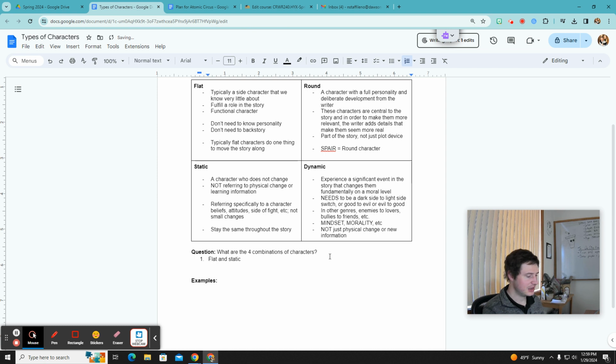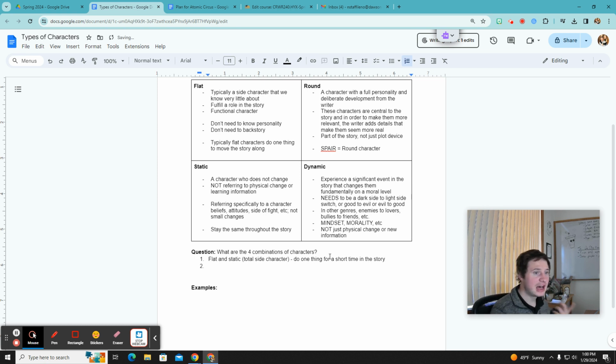This is typically a total side character. They never change and there's not much to them. Typically, these characters do one thing for a short time in the story. This is like the writer put this character in and then they died. That kind of thing. The writer put this character in and they welcomed them into the hotel and then showed them their rooms and then we move on, right? These are total side characters.